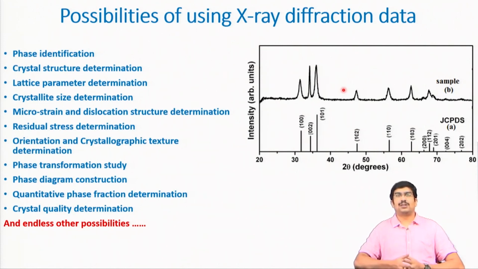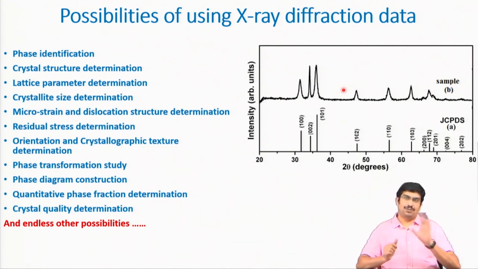You can of course do the crystallite size determination. If you have nanomaterials or an ultra fine grain material, you can determine the crystallite size using the Scherrer formula, or using much more advanced techniques like Rietveld refinement, or MWP, multiple whole profile fitting. All of these methods you can use to find out the crystallite size.